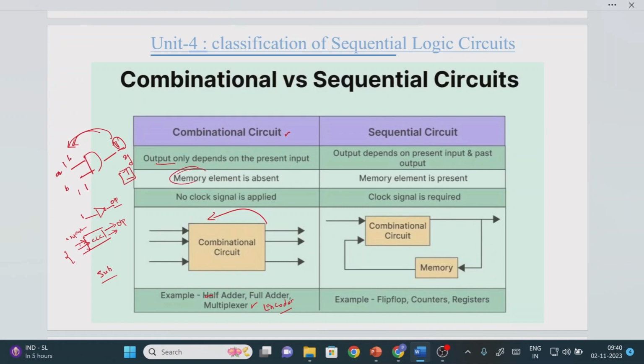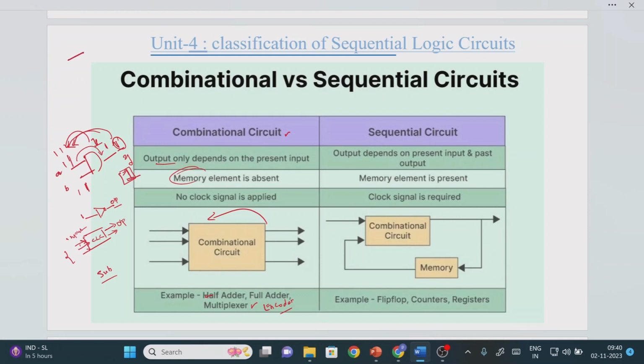Memory means the circuit has storage capability. If it does not have storage capability, then you cannot recall any information, right? So if you want to get the output 1 again, we need to pass the input 1 1 again, so that only next time you will get the output 1. If you want to get the output 1 one more time, again we need to pass the input value 1 1, right?